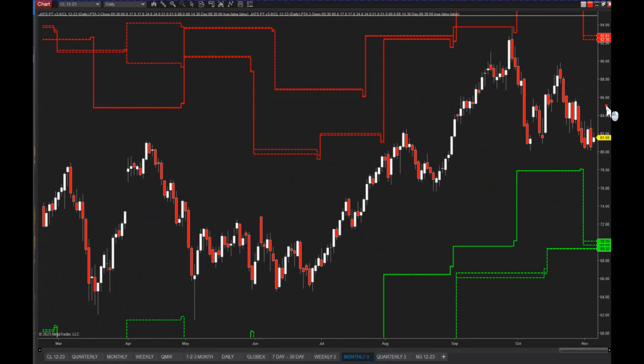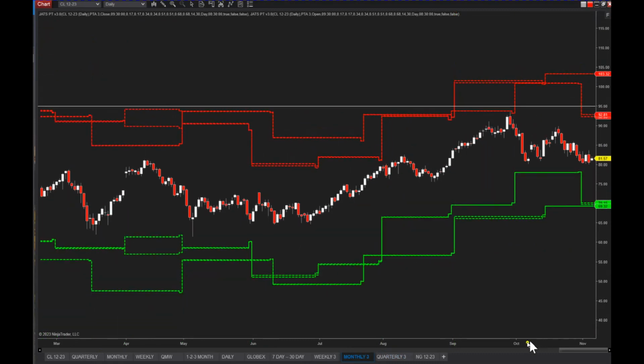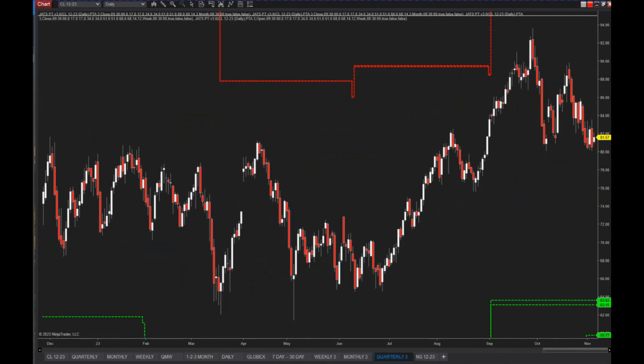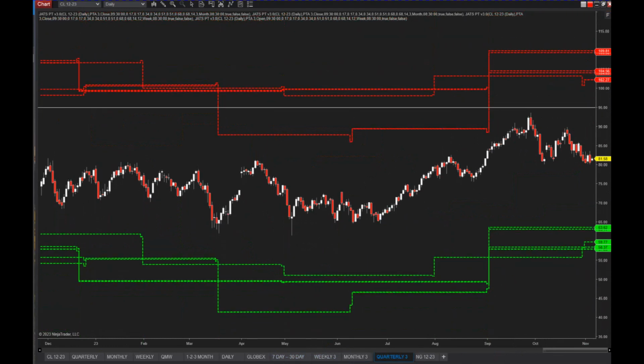Here's monthly threes. Quarterly threes. There's that 95 average. They're on psychedelics. That's crazy.